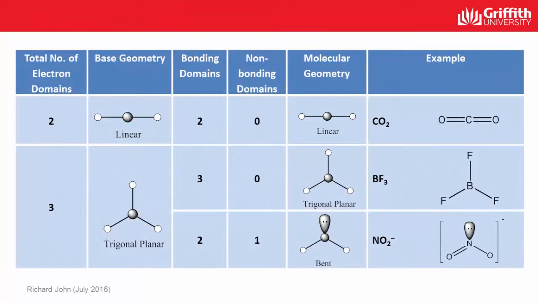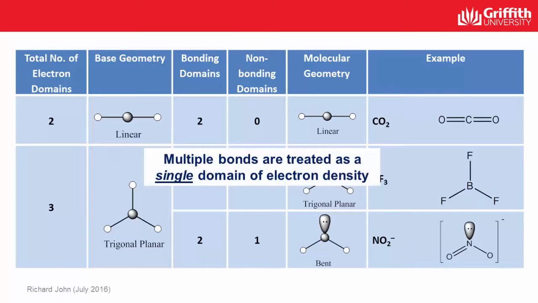Now we can use this table as a guide for determining the molecular geometry of molecules, so long as we know the total number of electron domains, as well as the number of bonding domains and the number of non-bonding domains. Now you will note that this table refers to the number of electron domains rather than electron pairs, and this is because in determining molecular geometry, multiple bonds, that's double bonds or triple bonds, are treated as if they were a single electron pair, or more correctly, a single domain of electron density.